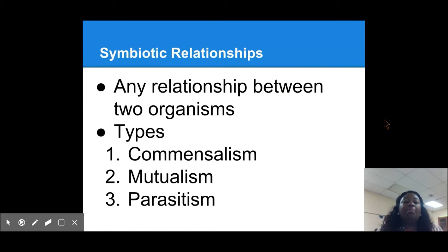All right, so symbiotic relationships. It's any relationship between two different organisms. We have three different types of symbiotic relationships: commensalism, mutualism, and parasitism.